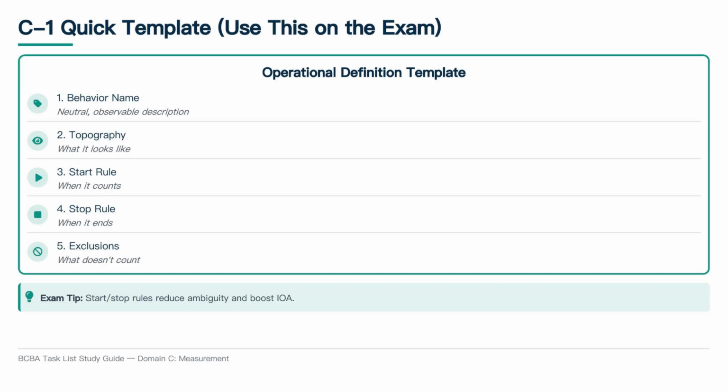Give the behavior a neutral name, describe what it looks like, specify exactly when it counts as starting, specify exactly when it counts as ending, and list exclusions. Because those start-stop rules are what reduce ambiguity and improve agreement between observers.